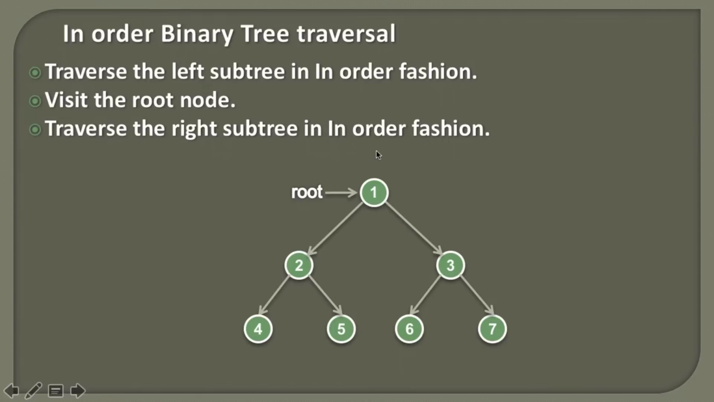So we visit the node 1 and then we go to its right subtree. Once we reach the node 3, we apply these 3 steps over the node 3. Before processing the node 3, we first go to its left subtree, then we visit the node, and then we go to its right subtree.